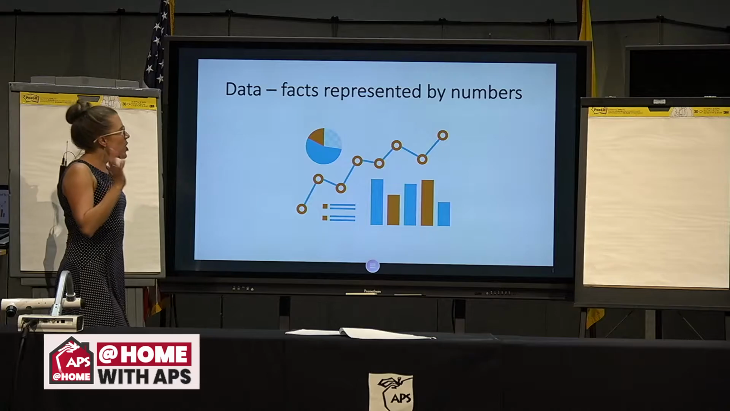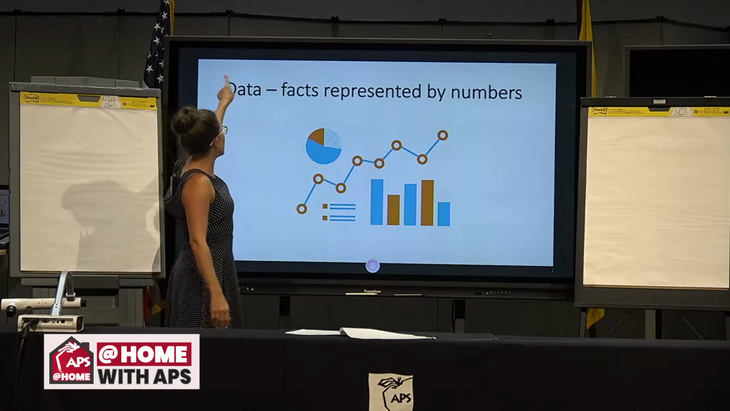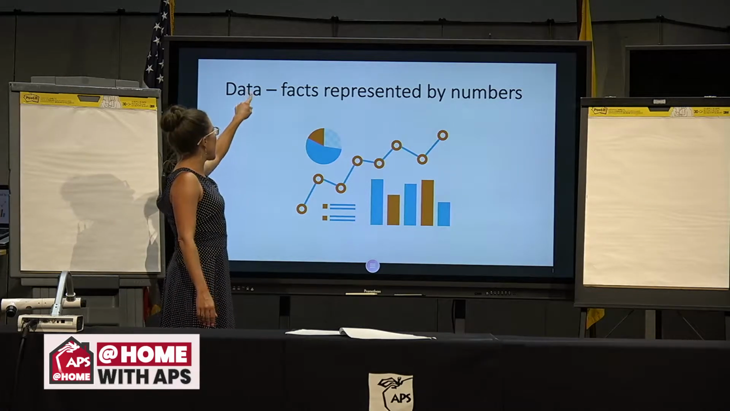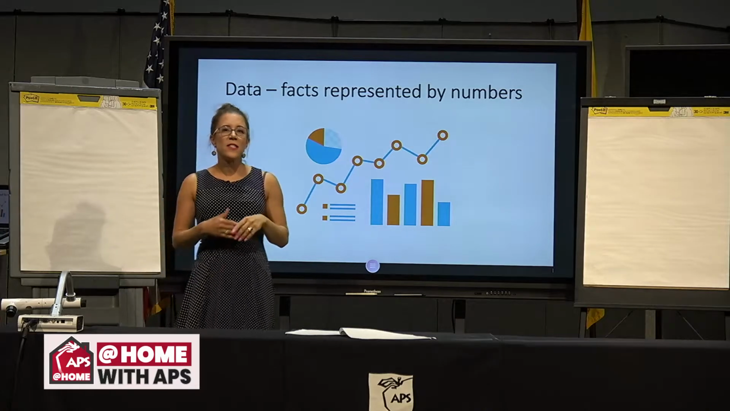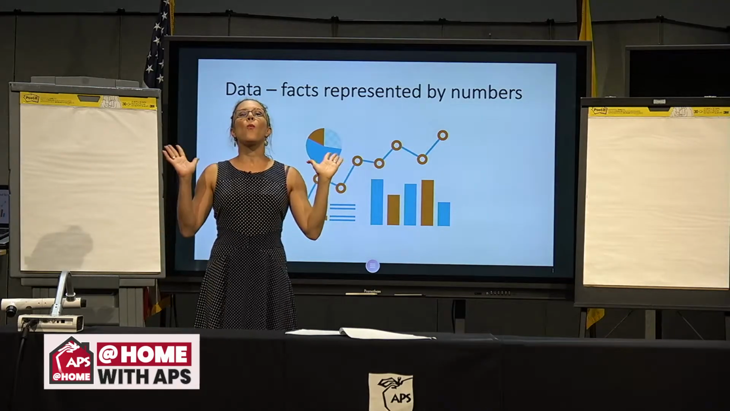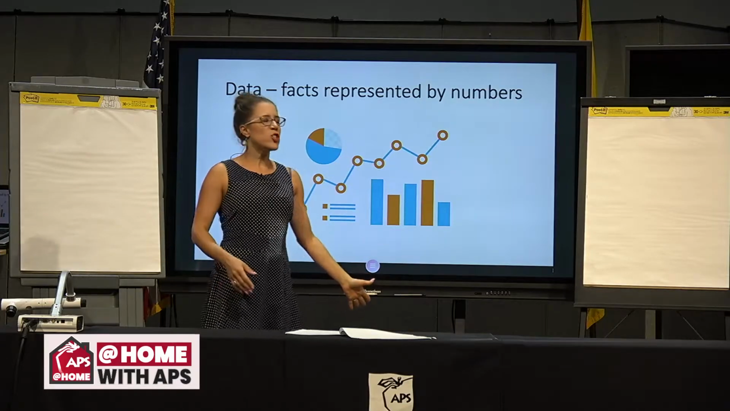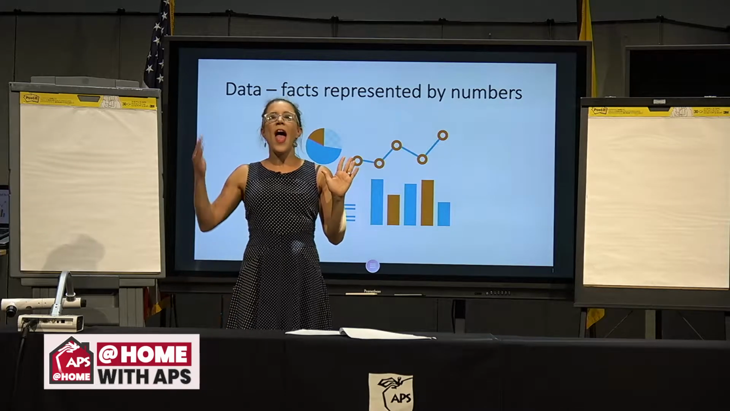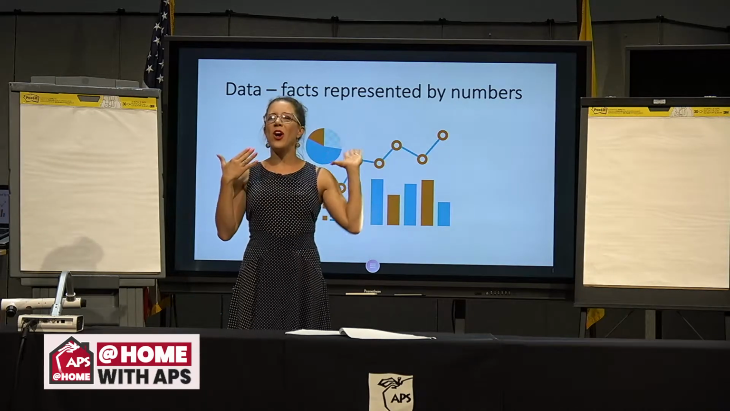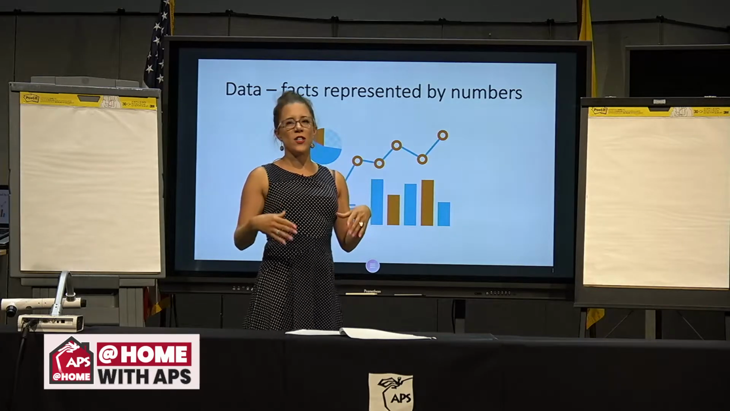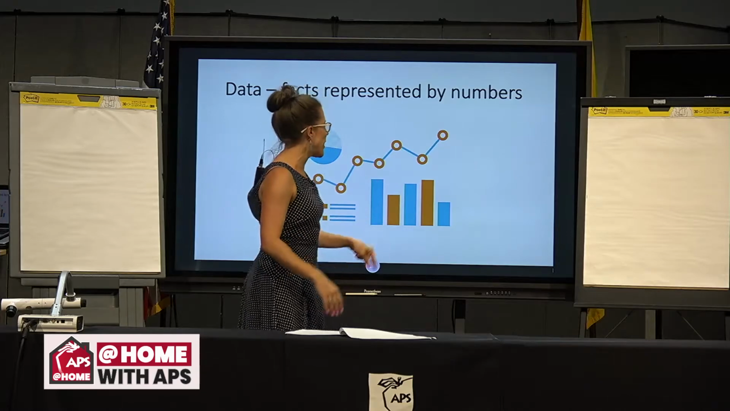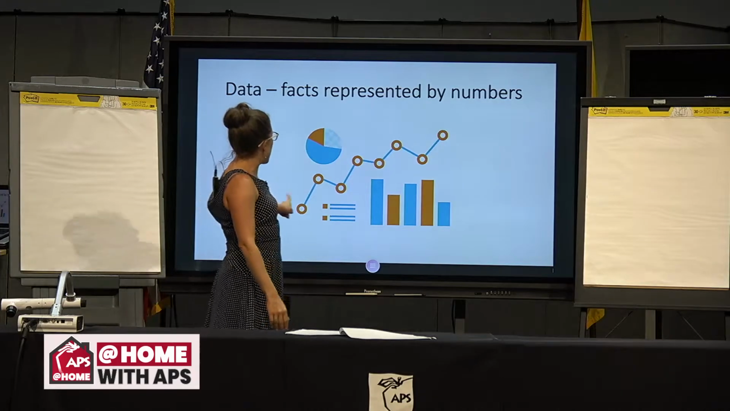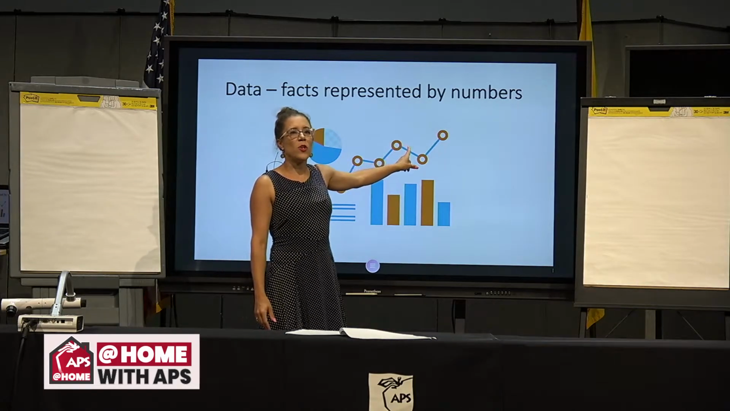Okay, so I talked about a vocabulary word, and this is data. So data is spelled D-A-T-A, data. And what it means, the definition is that it's facts represented by numbers. So we take all of that information that was in the chart that I just showed you, and we turn it into numbers, because then it's easier for us to compare and contrast the quantities. And after we turn those facts into numbers, we can also represent them using graphs and charts.